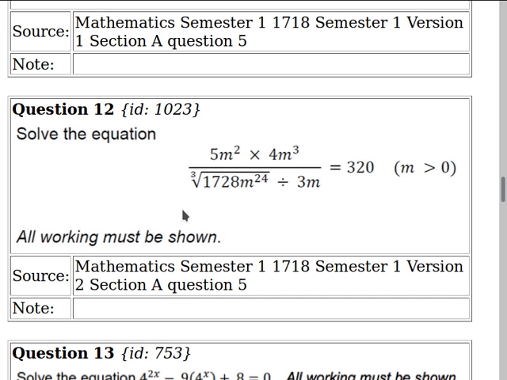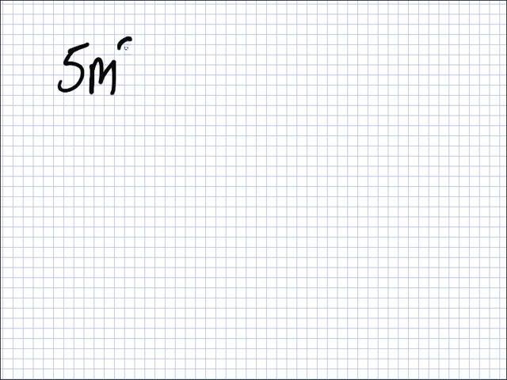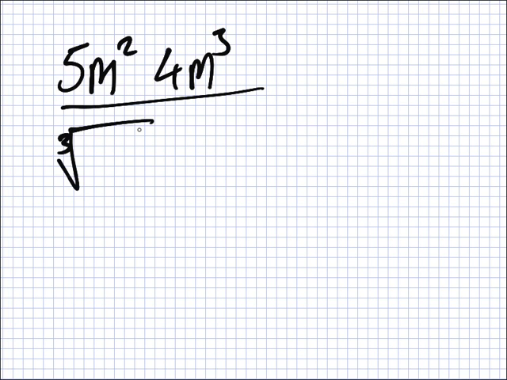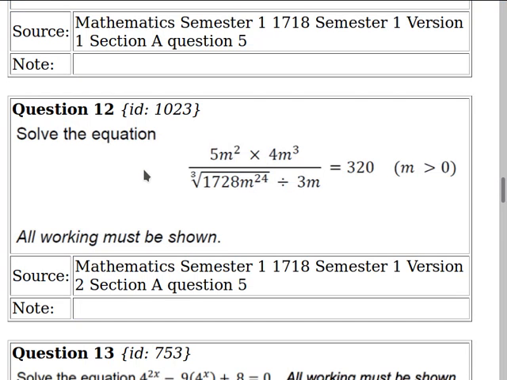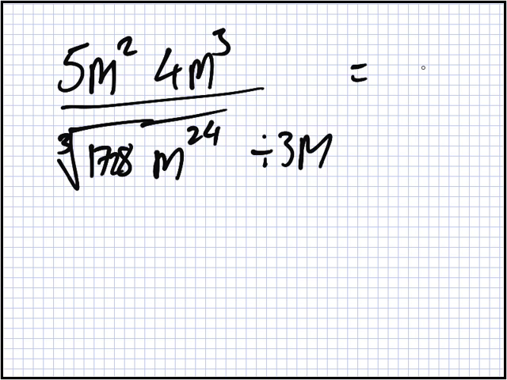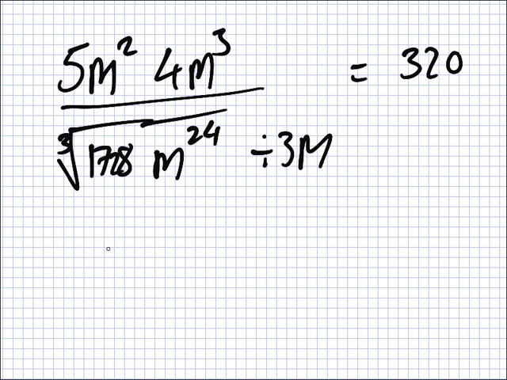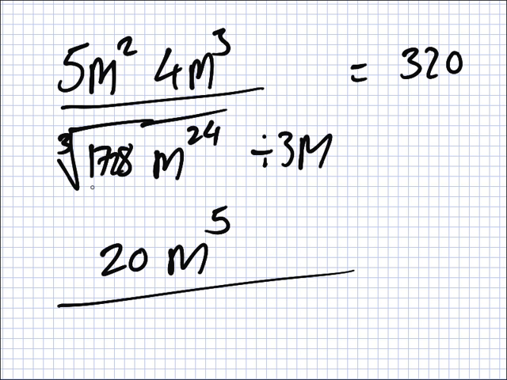Okay, shall we have a look at this one? So let's see. 5m squared times 4m cubed over the cube root of 1728 m to the power 24, divided by 3m, equals 320. So on the top, 5 times 4 is 20, m to the power 5. Does 1728 have a cube root? 12. And then when you cube root m to the power 24, you divide the power by 3, so that's m to the 8. But then you're dividing by 3m, yeah?